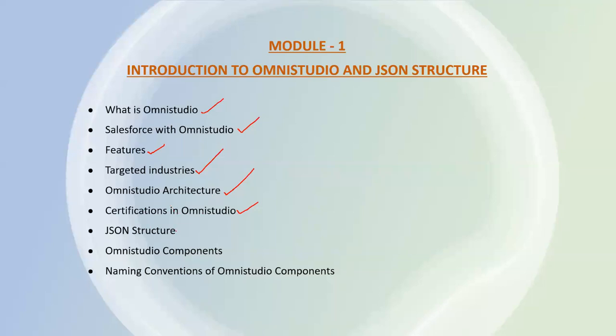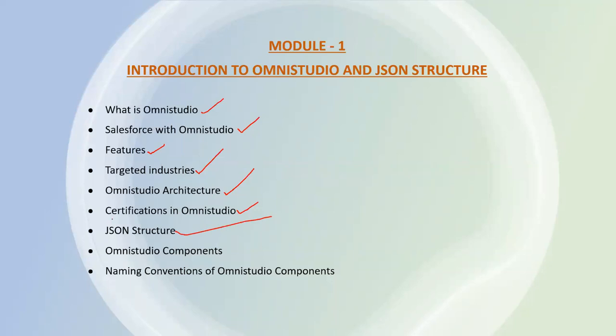And JSON structure, this is very important. This is not theoretical, this is practical. JSON structure is a prerequisite to start with OmniStudio. There is no other prerequisite, the only prerequisite is JSON structure. I think many of you know what JSON structure is. This is very easy, it will hardly take 10 to 15 minutes to understand.